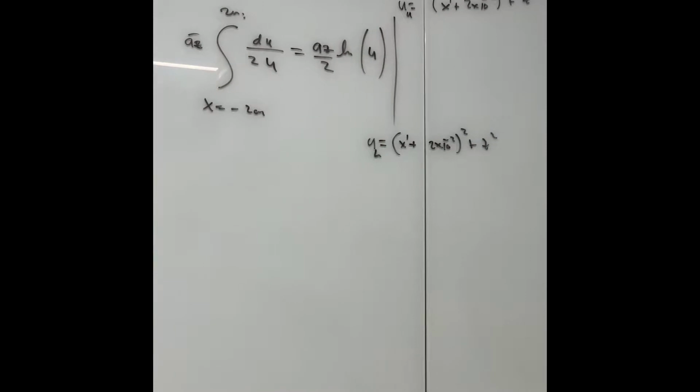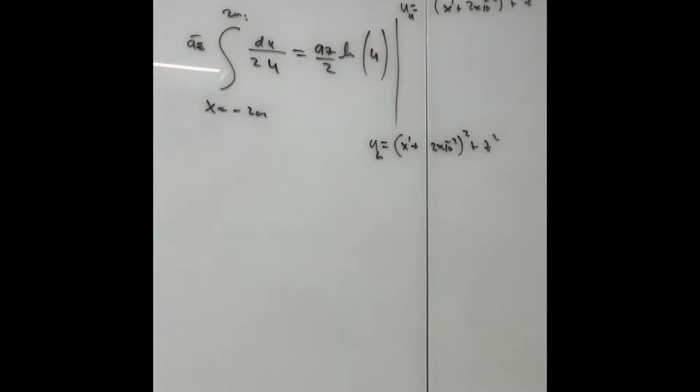Remember, I made the substitution for u, right? So the limits of the integration have to reflect that. Since x was minus 2 centimeters, I have to put minus 2 centimeters in there for x, right? And that makes it x prime plus 2. Now remember, the x prime and the z are just the coordinates of the point of observation, which we plug in at the end. So that's the first part.